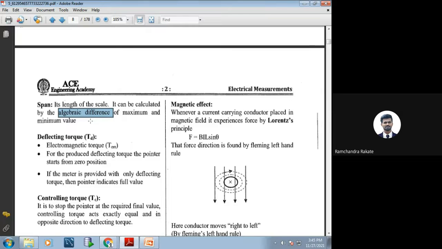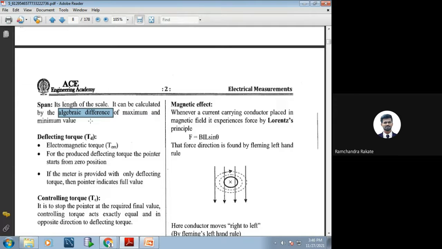Now, when we operate on the basis of an indicating instrument, there are basic torques required. Which torques? Deflecting torque, controlling torque, and damping torque. These three torques are mostly responsible for our indicating instrument. Each of them has a basic functionality. If one of them is missing, your indicating instrument will not work properly.